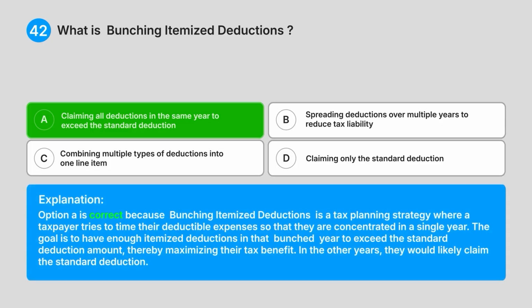Explanation. Option A is correct because bunching itemised deductions is a tax planning strategy where a taxpayer tries to time their deductible expenses so that they are concentrated in a single year. The goal is to have enough itemised deductions in that bunched year to exceed the standard deduction amount, thereby maximising their tax benefit. In the other years, they would likely claim the standard deduction.